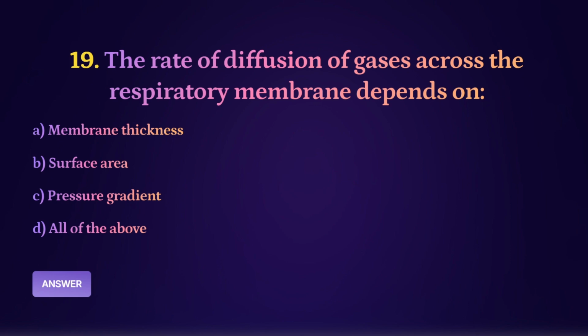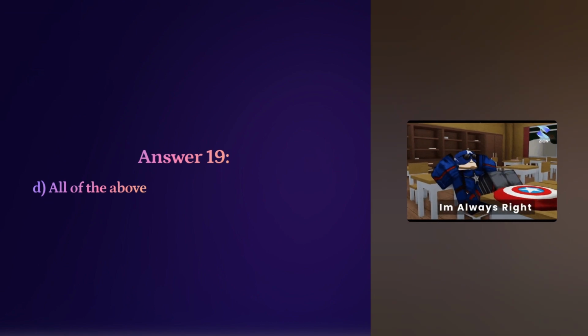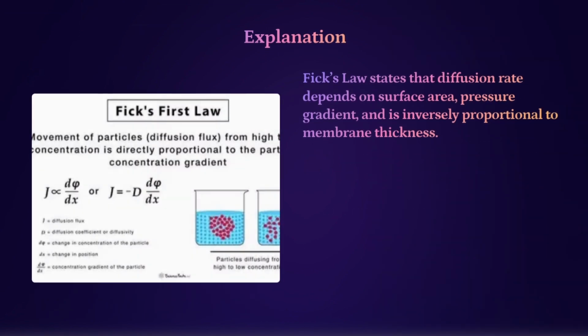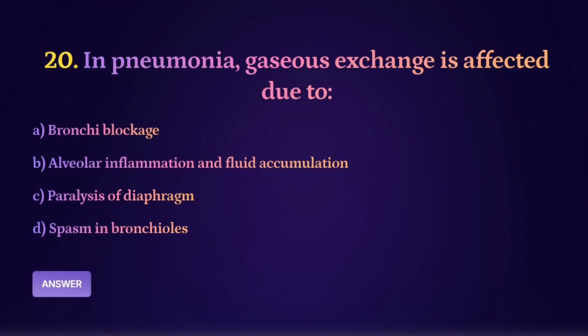Question 19. The rate of diffusion of gases across the respiratory membrane depends on options are A. Membrane thickness, B. Surface area, C. Pressure gradient, or is it all of the above? Correct answer is all of the above. Fick's law states that diffusion rate depends on surface area, pressure gradient, and it is inversely proportional to membrane thickness.